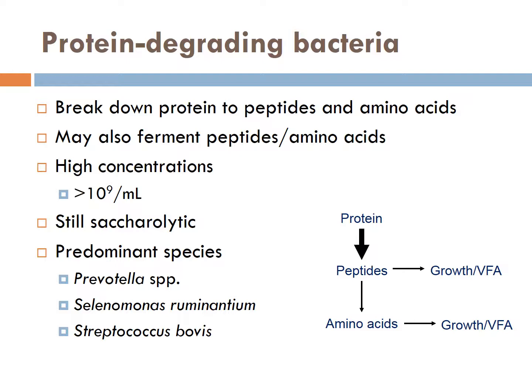These bacteria are found in high concentrations at 10 to the 9th per milliliter or higher. They are still saccharolytic. Saccharolytic means that they degrade carbohydrates. That is to say that degrading protein is not their only niche. The predominant species include Prevotella, Selenomonas ruminantium, and Streptococcus bovis, and we've seen that these are important for degrading carbohydrates.